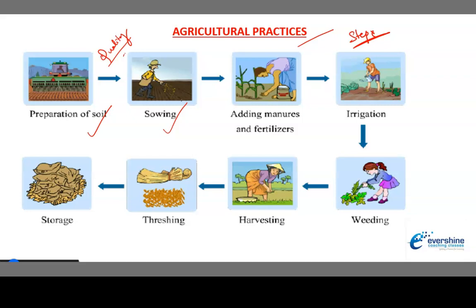He will add some manures and fertilizers to the soil, and then he does irrigation. After irrigation, he does weeding, and after weeding he does harvesting. After harvesting, threshing. After threshing, he does winnowing. Then finally he stores the final product.